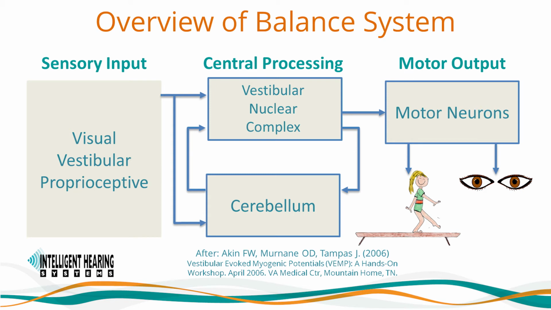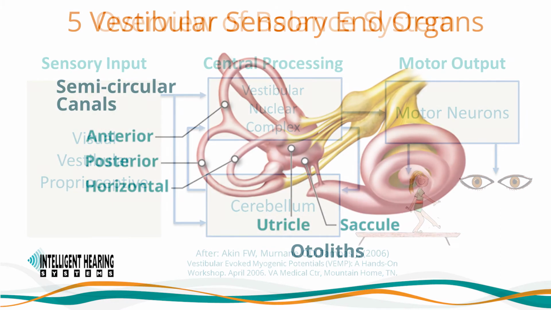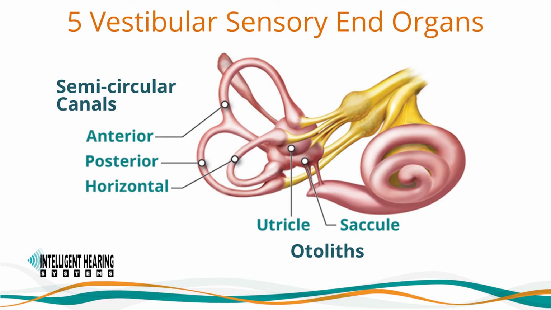There are three main components to the overall balance system as described by Aiken, Murnane, and Tampus. There is the sensory input, or the visual, vestibular, and proprioceptive, which provides information to our central processing units: the vestibular nuclear complex and the cerebellum, which manage central processing. The vestibular nuclear complex informs our motor neurons for motor output. There are 5 vestibular sensory end organs.